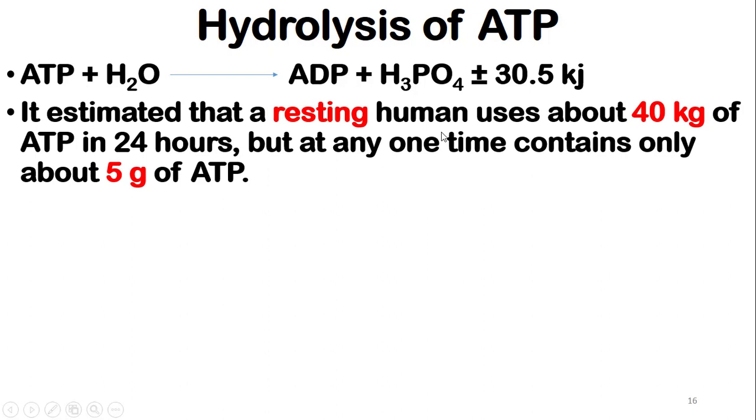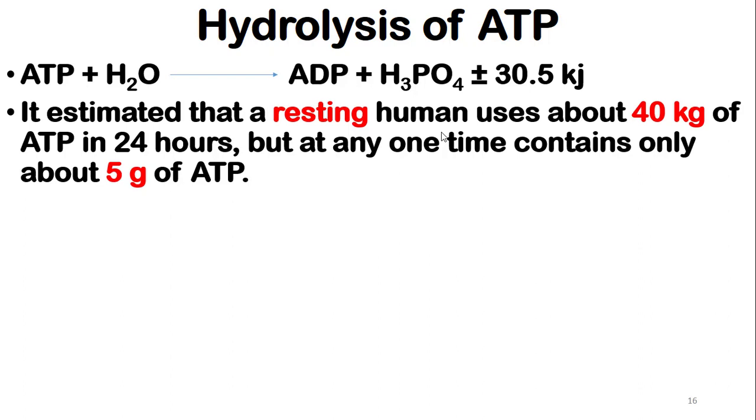It is estimated that a resting human uses about 40 kilogram of ATP in 24 hours, but at any one time contains only about 5 grams of ATP. Okay, so it means that there is a huge difference between 40 kilogram and 5 grams. So inside the body there are lots of processes. For example, your liver cells, your brain cells, your heart cells, they're constantly using energy even when you are resting.